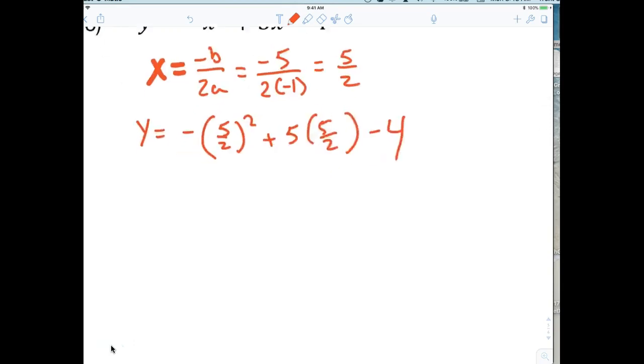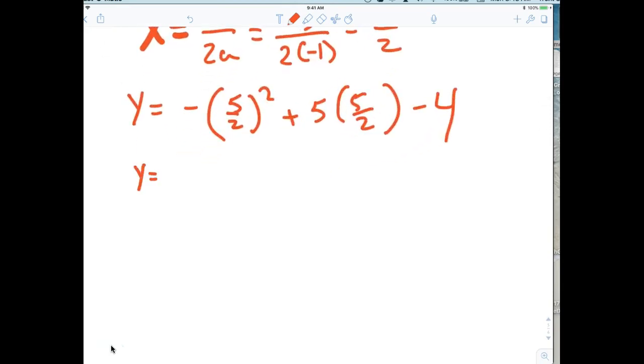So here we go. So y equals negative. If I square 5, what's that? 25. 2 squared is 4. Now, does everybody understand why it remains negative, correct? Now, plus 25 over 2 minus 4. Everybody happy with that so far? Yes, go. I'm not understanding. What did you say?